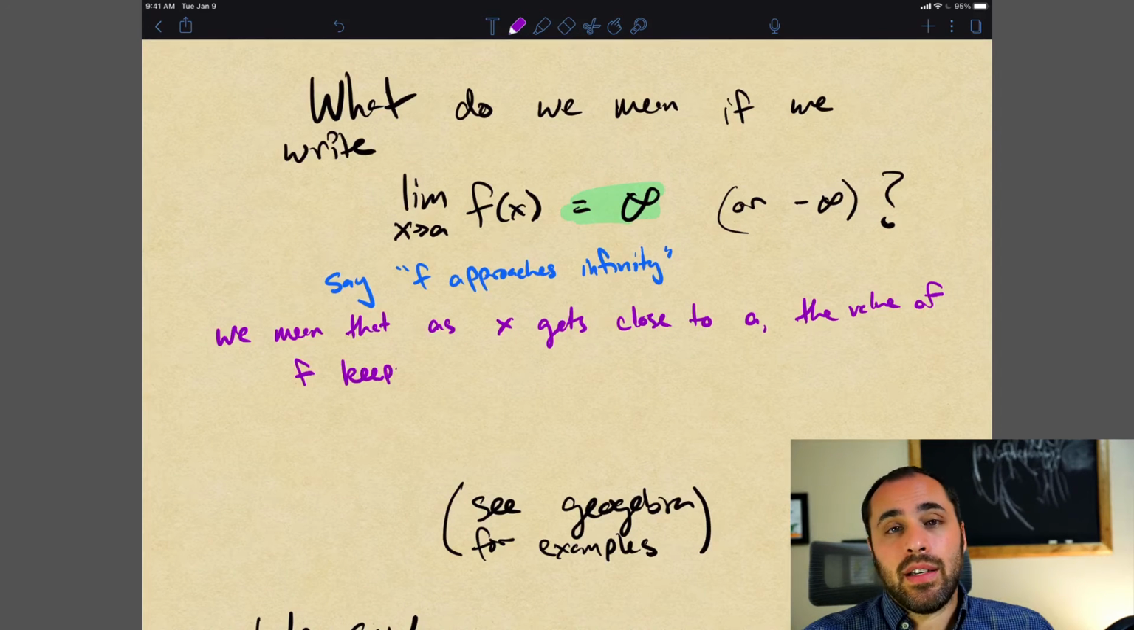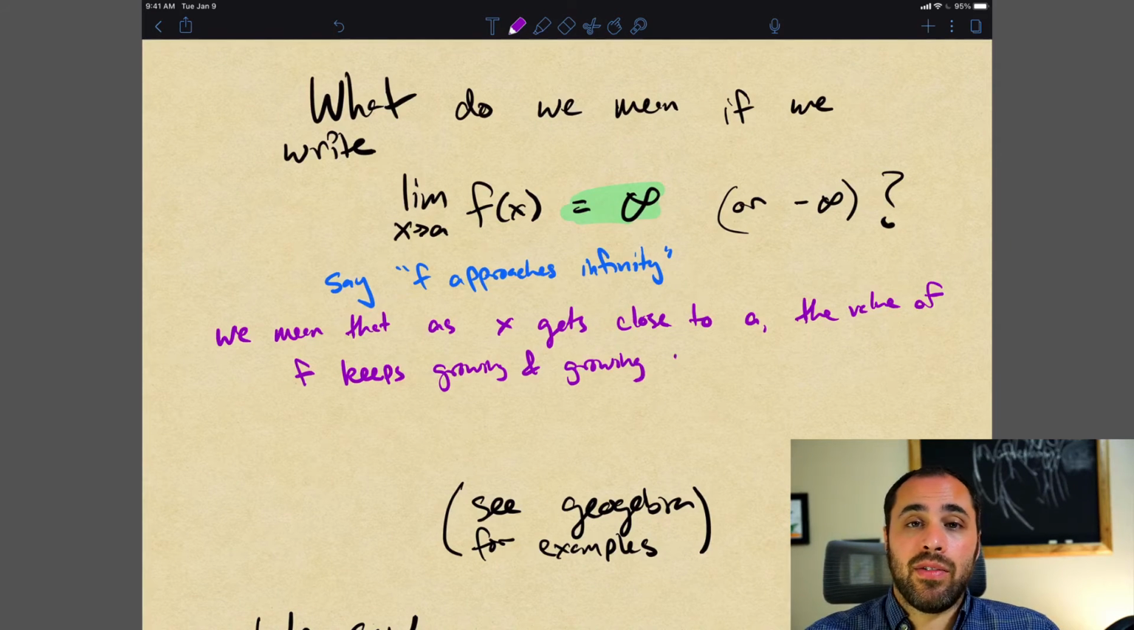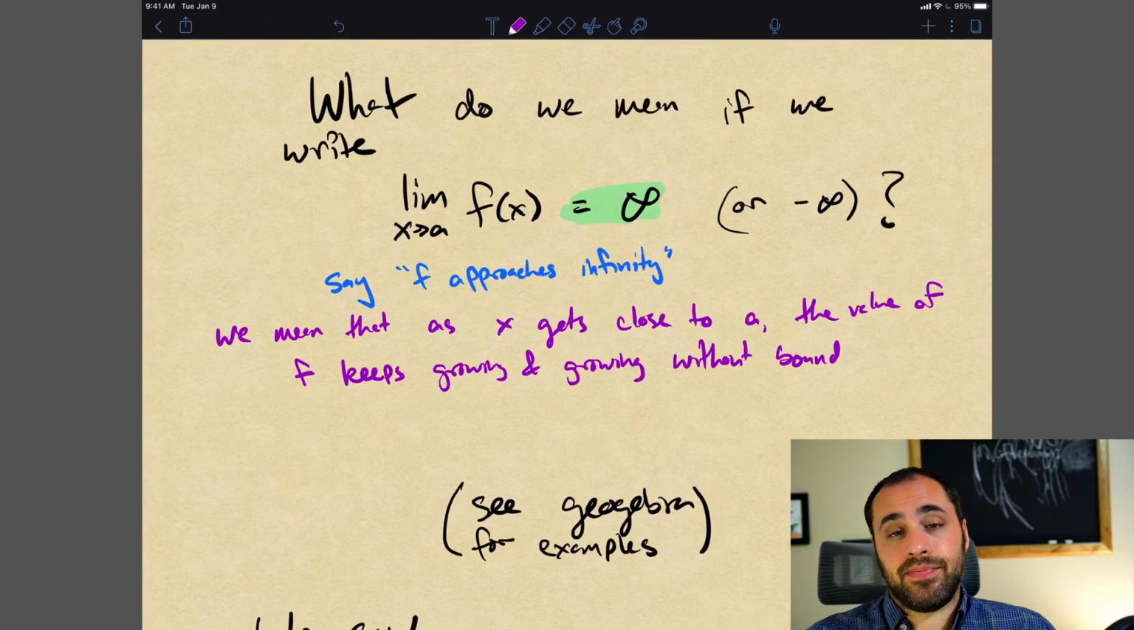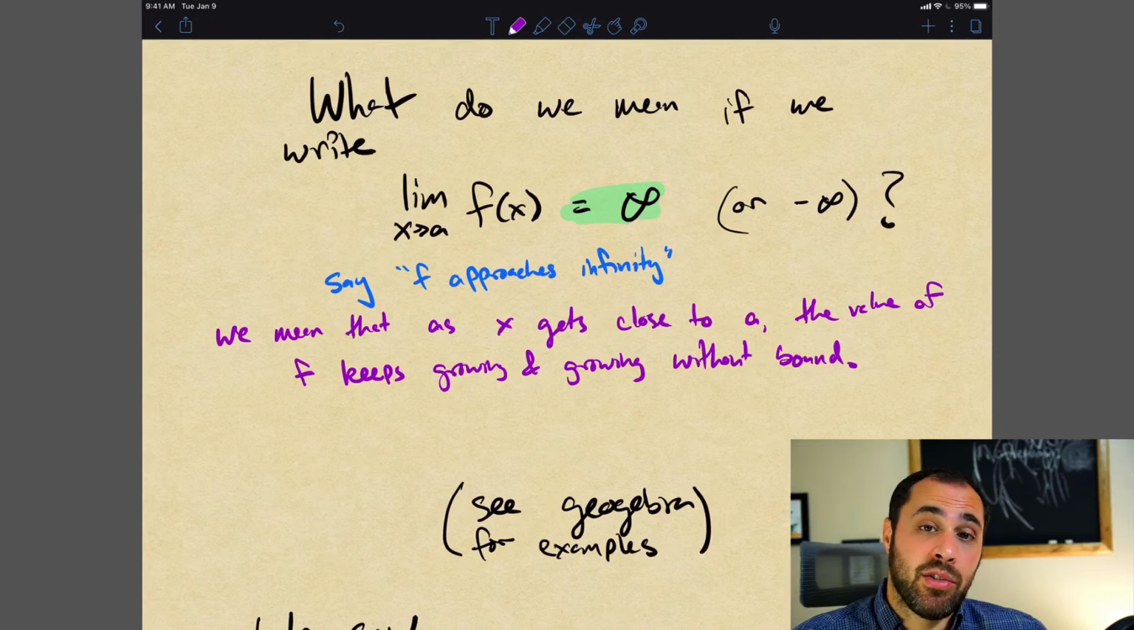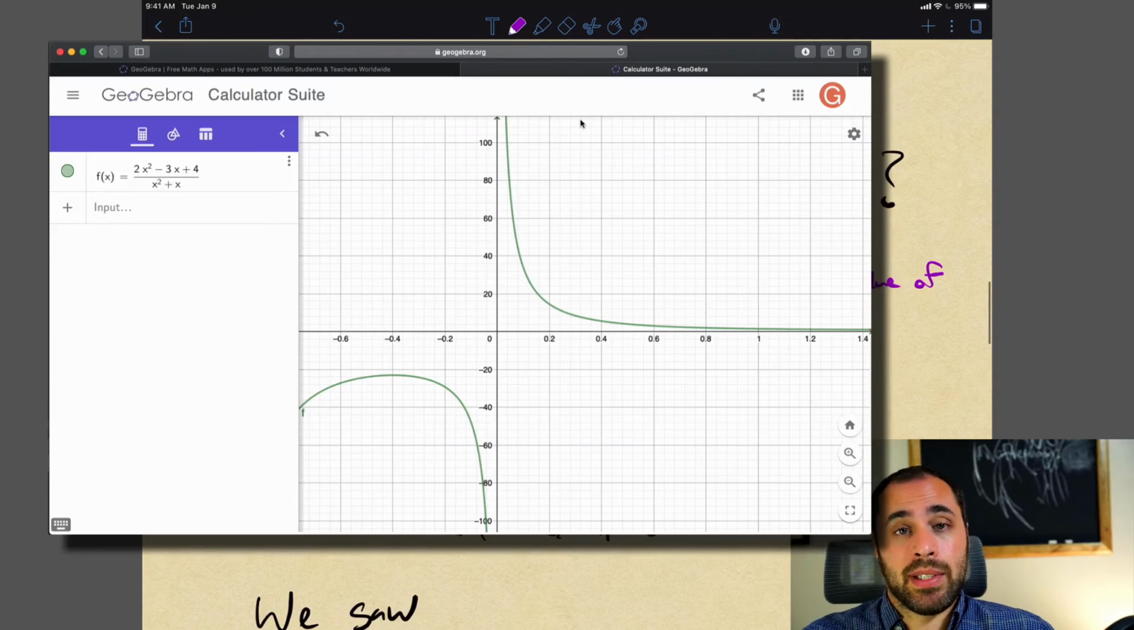And really what we mean is that as x approaches this value a, the function f gets larger and larger, either in the positive direction or in the negative direction. And there are some subtleties here that we'll see. Let's take a look at GeoGebra for some examples.